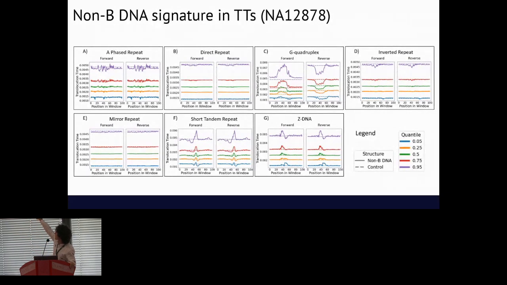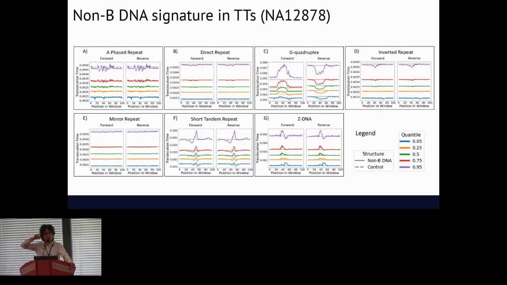The different colors are quantiles. The x-axis is the position in the non-B window. We're just stacking all the non-Bs on top of each other. And the y-axis is the translocation time. So zDNA and A-phase repeats look like they have a strong signal, but you can kind of see it's not preserved across the quantiles.